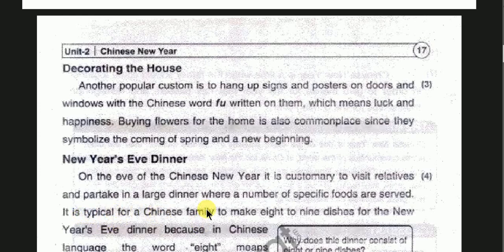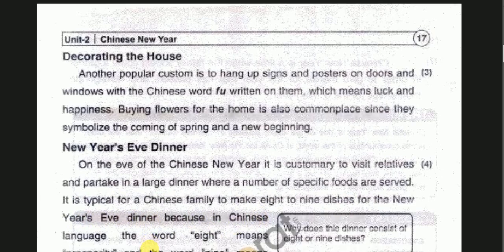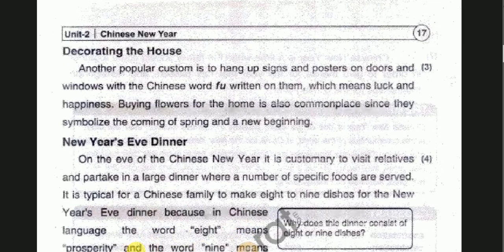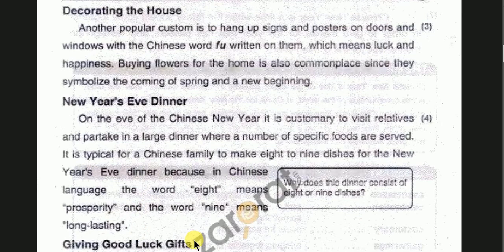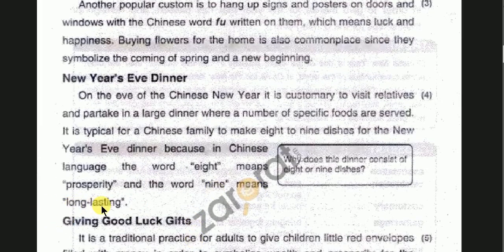It is typical for a Chinese family to make 8 to 9 dishes for the New Year's Eve dinner, because in Chinese language the word 8 means prosperity and the word 9 means long lasting. Dear students, they make special number of dishes, very certain number of dishes. Every time they cook 8 dishes or 9 dishes for the New Year's Eve dinner, because in Chinese language the word 8 means prosperity and the word 9 means long lasting.